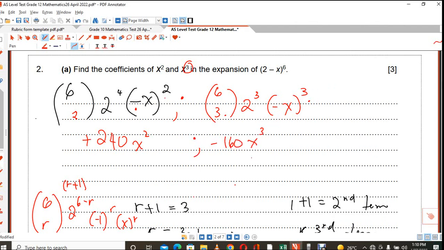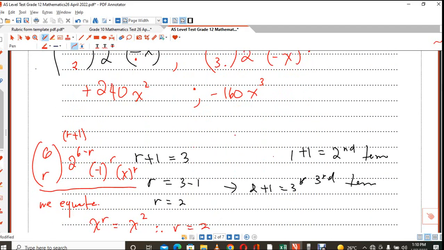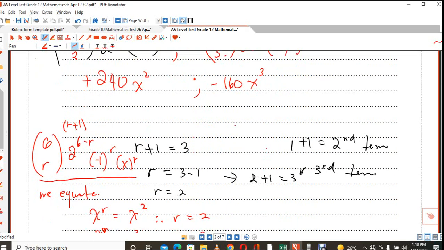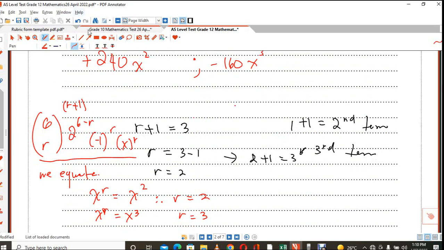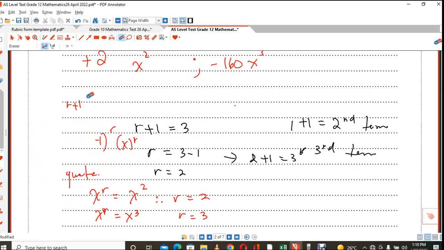But you are supposed to answer: find the coefficients. Now, some of you leave the answer like that. You are not being specific. So I penalized you. So yeah, simple and stupid mistakes, but this is higher level or AS level. You need to be very, very specific.